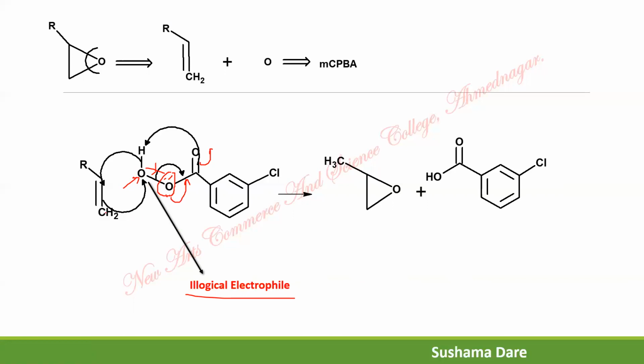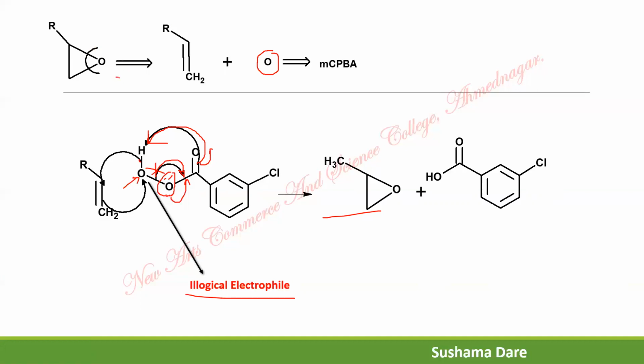And after that, this is an electron deficient oxygen. Therefore, the double bond transfers its electron density to this oxygen, forming a double bond here, so that this oxygen abstracts this proton, and now the oxygen hydrogen bond breaks and it forms a bond with the carbon. So that is the product, the epoxide. So during epoxidation, this oxygen is nothing but an illogical electrophile. Now two bonds are forming at a time.